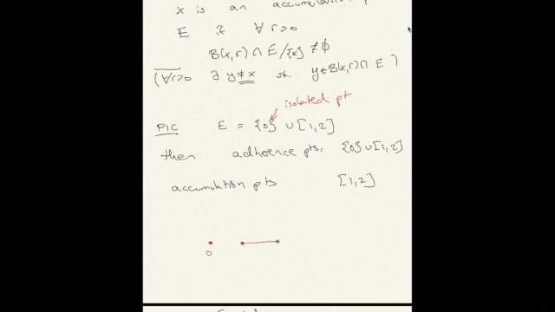And if we take a sufficiently small radius around 0, so there exists a radius, say 1/2, so that if we take the ball centered at 0 with radius 1/2, then the intersection with E is just equal to {0}. And this means that there is no other point. So that's not an accumulation point.